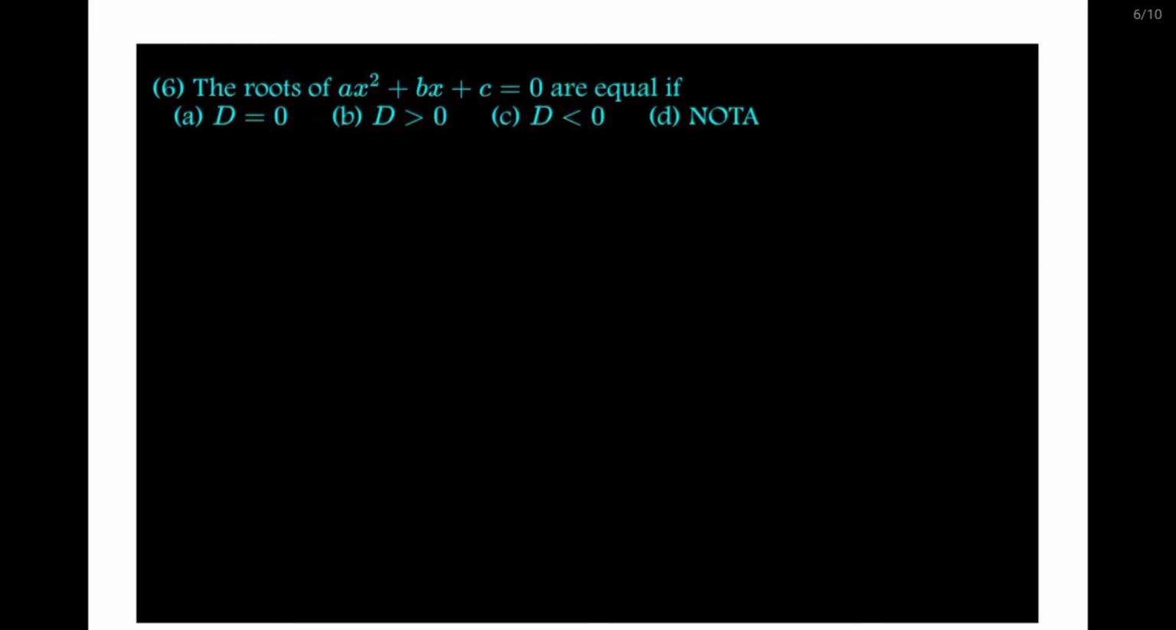The roots of ax square plus bx plus c is equal to 0 are equal if D is equal to 0. We have just discussed this question, and let's move on to the next one.